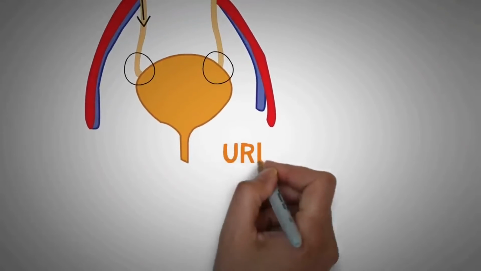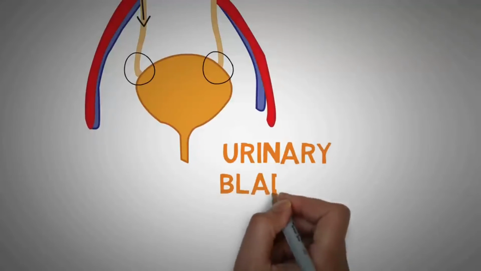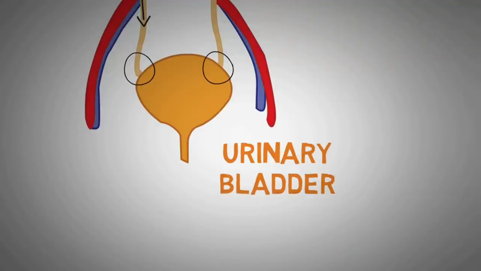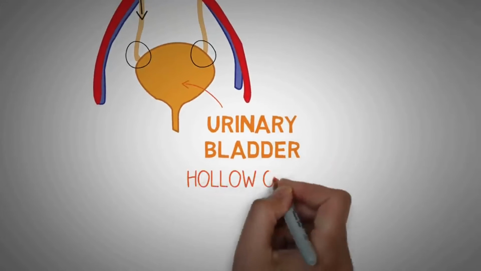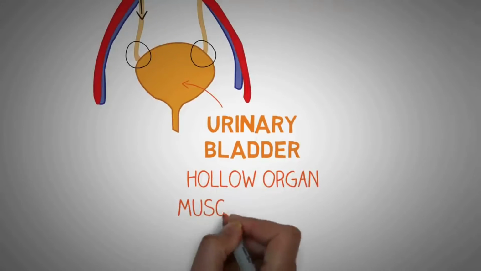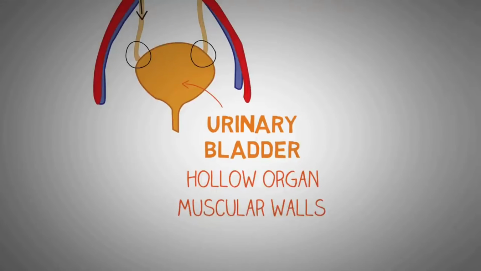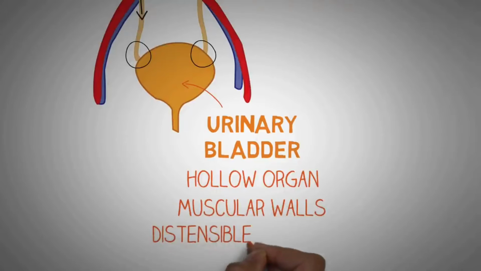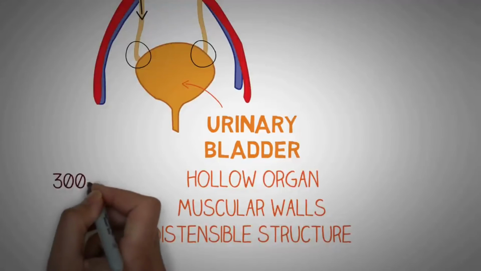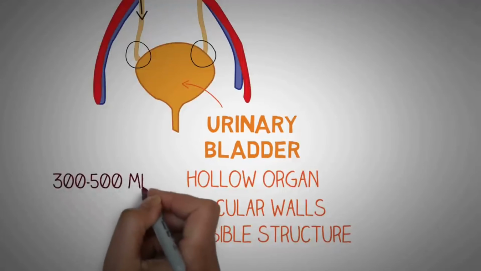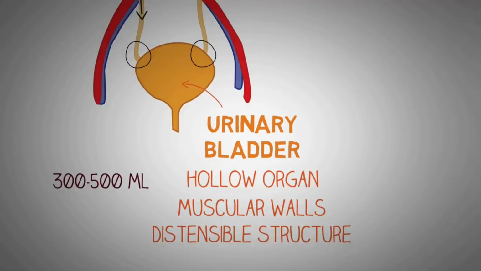Next, the urine moves from the ureters into the urinary bladder. The urinary bladder is a hollow organ that is present in the pelvis. The wall of the urinary bladder is a muscular wall and it is a distensible structure, meaning it can stretch. Now a typical human bladder will hold between 300 to 500 milliliters of urine before the urge to empty occurs, but it can hold considerably more if you don't find a place to pee immediately.